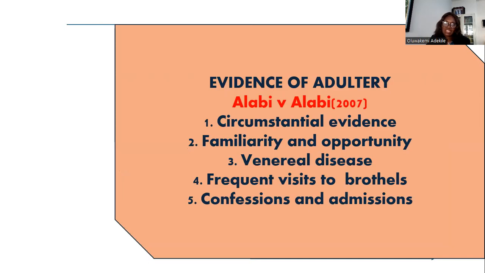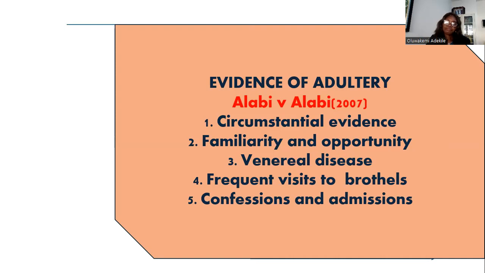Usually it is circumstantial evidence. Of course, if they are caught in the act of adultery, that is direct evidence. But usually you don't have direct evidence of adultery. If you look at the case of Alabi against Alabi, there is comprehensive treatment of the effect of adultery on dissolution of marriage.